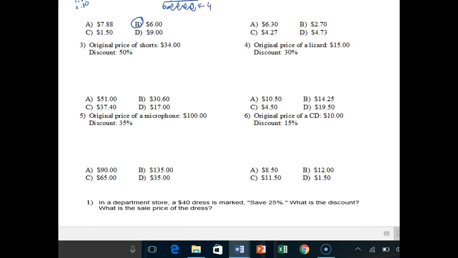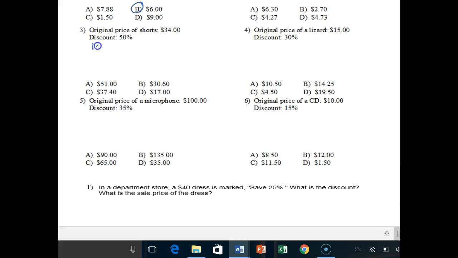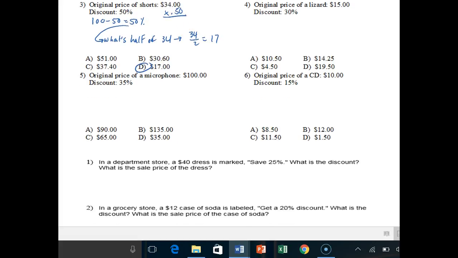Okay. Question 3. The discount's 50%, so I know that I'll be paying 100 minus 50, which is 50% of the price. So basically, I'm just asking what's half of 34. I can do this the algorithm way, or I can do this mentally. Basically, just saying what's half of 34, or 34 divided by 2, right? 34 divided by 2 gives me 17, right? So when you have something like this, you can do it the algorithm way if you would like to, or the mental math way as well.